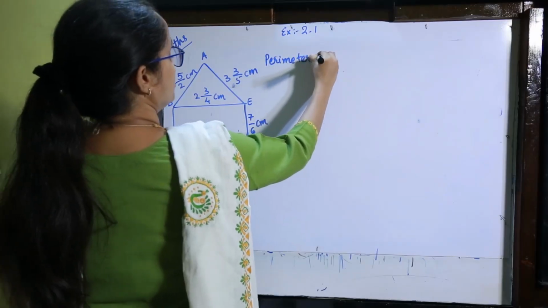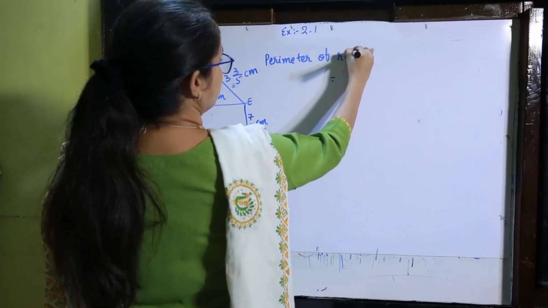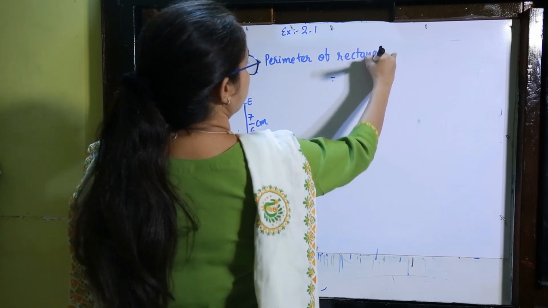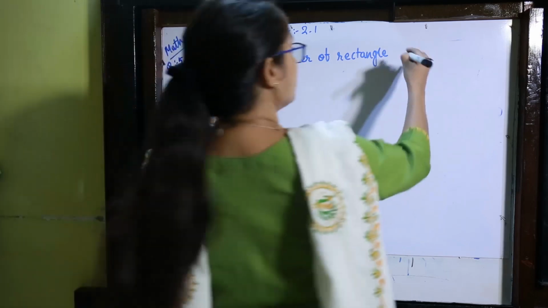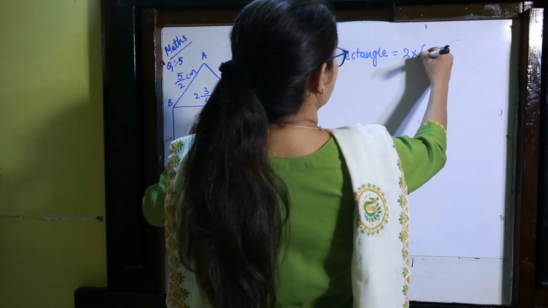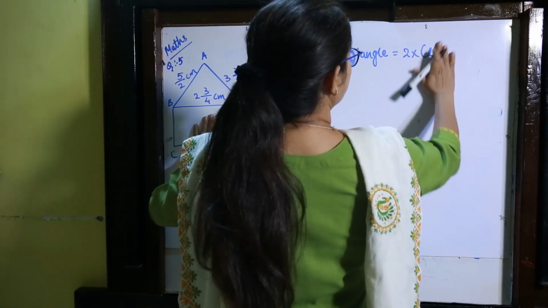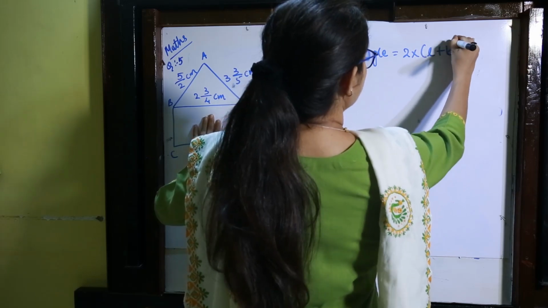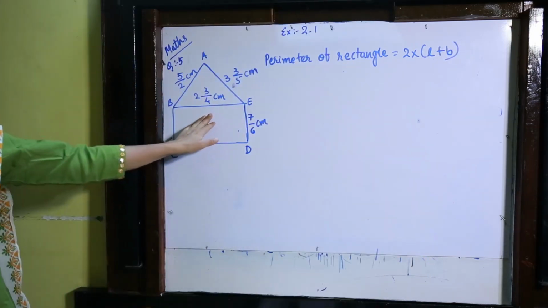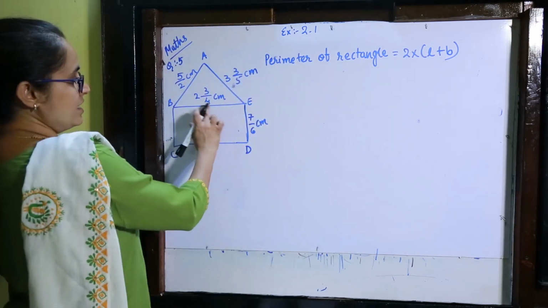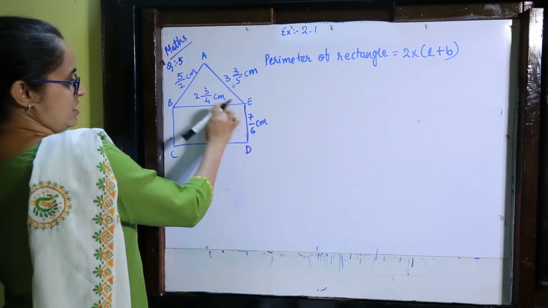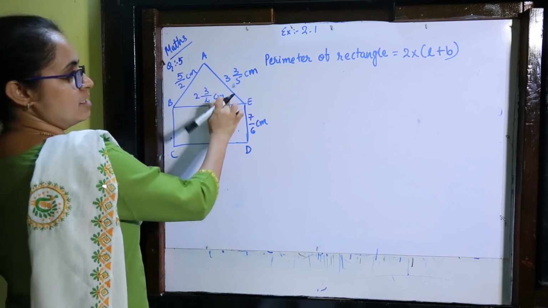Now we will find out the perimeter of a rectangle. Perimeter of a rectangle is also very easy, but I am doing it for you because you will get confused in multiplication. The formula for the perimeter of a rectangle is 2 multiplied by (L plus B). Here L is given. What is L? 2 3 upon 4 centimeter.